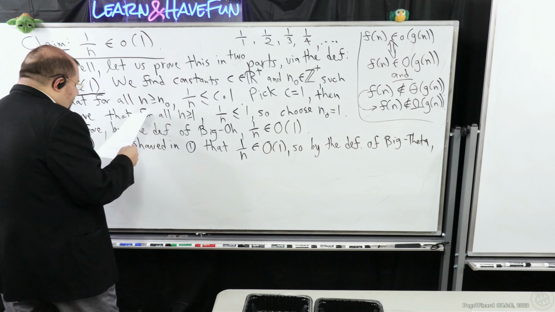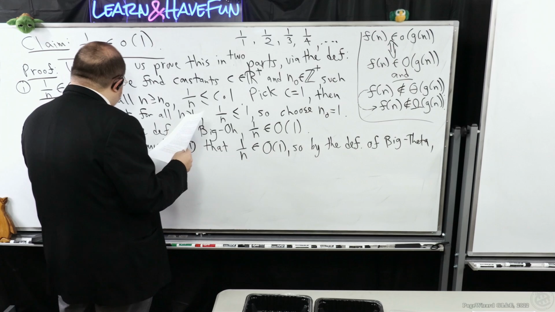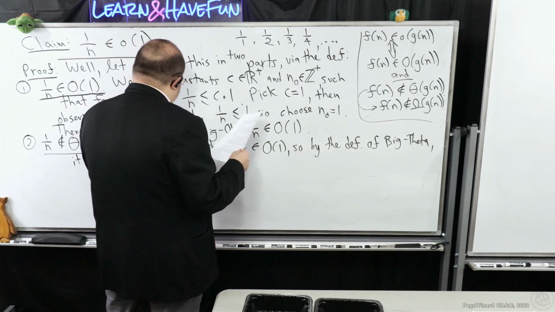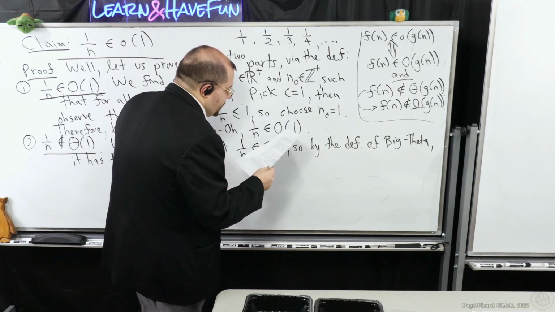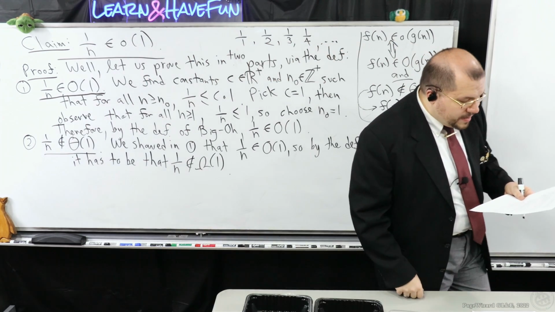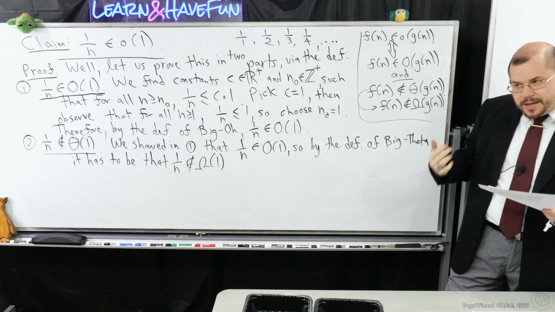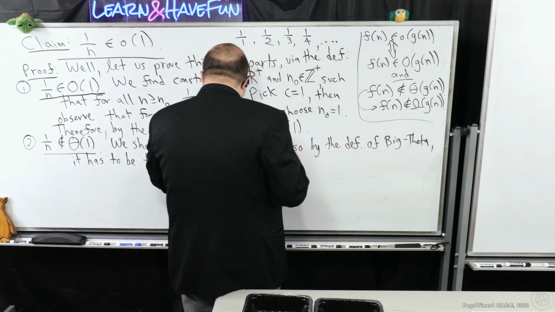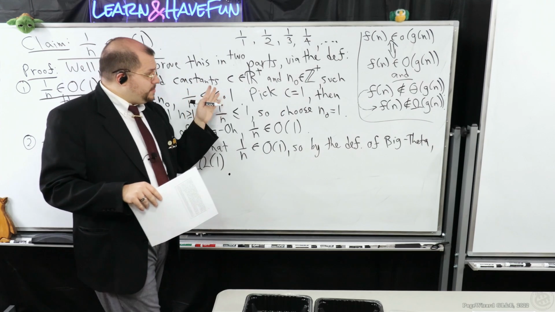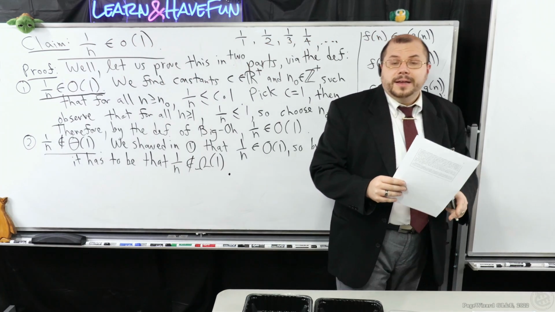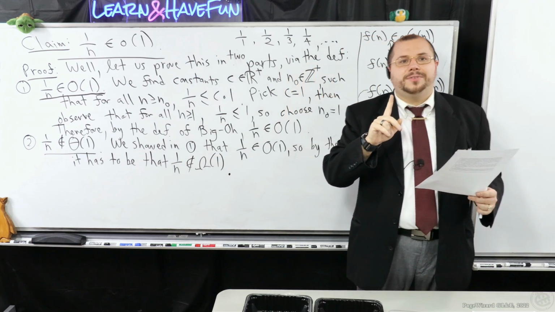By the definition of big theta, it has to be that 1 over n is not big omega of 1. So now let's take the negation of the big omega definition using the same game we've seen in previous lessons. Remember, to prove a big omega claim, we have to find the two constants c and n0, similar to our big O claim, except the inequality is a greater than or equals as opposed to a less than or equals, right?